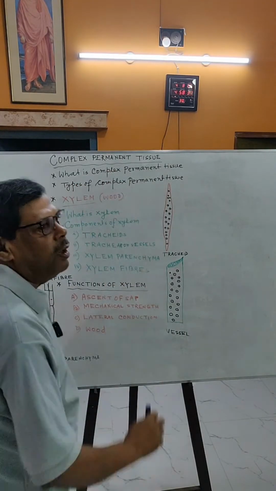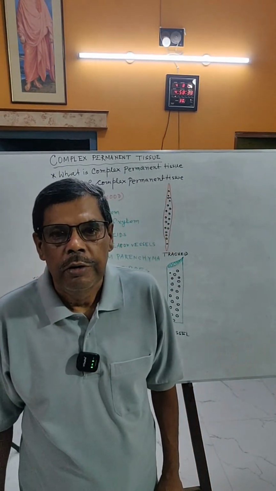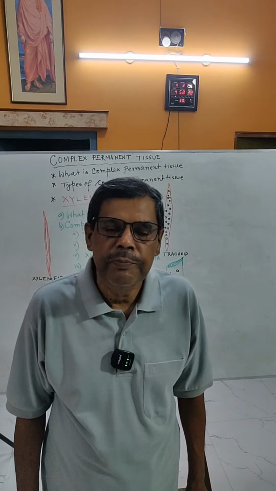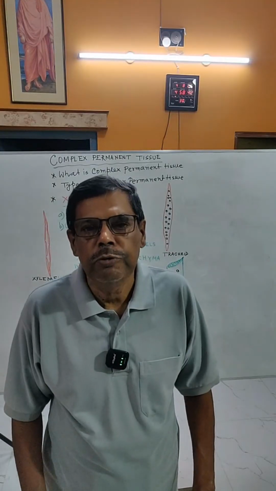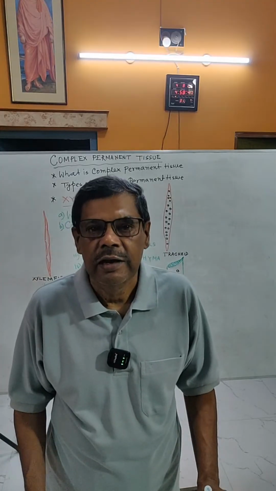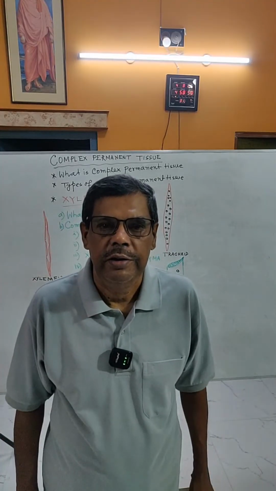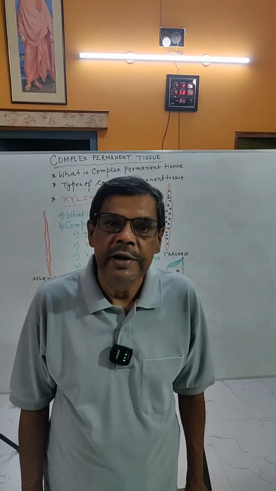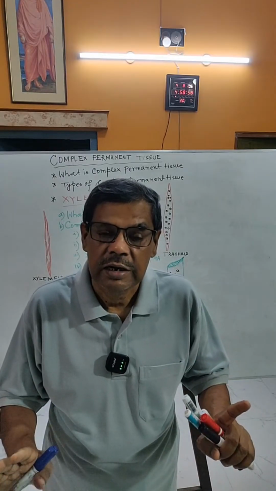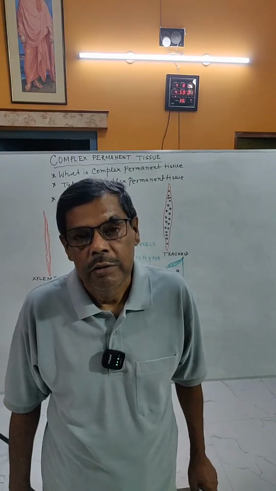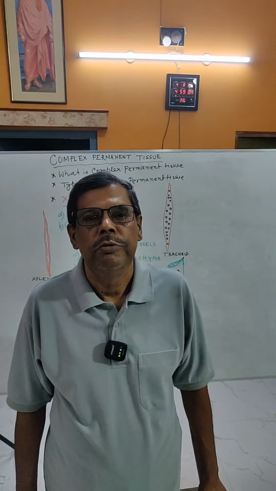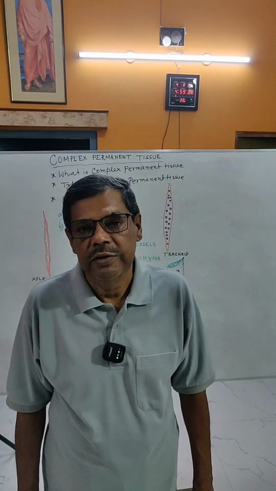First of all, what is complex permanent tissue? Complex permanent tissue may be defined as the permanent tissue which is composed of different types of cells, but the cells are of the same origin and they coordinate to perform a particular function. These are called complex permanent tissue. There are two types of complex permanent tissue: one is xylem, another is phloem.